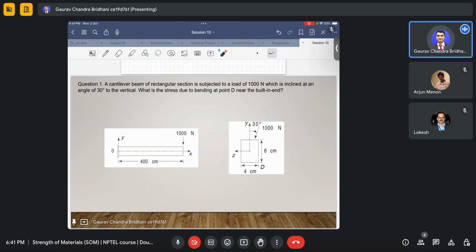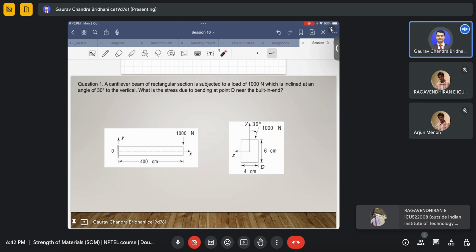So let's go to this problem. A cantilever beam of rectangular cross section is subjected to a load of 1000 Newton which is inclined at an angle of 30 degrees to the vertical. You can see that this load is inclined from the vertical at an angle of 30 degrees. What is the stress due to bending at point D near the built-in end? The fixed end is called the built-in end. The point D has been specified, this corner is the point D, and it has been asked what is the value of stresses developed at that point.